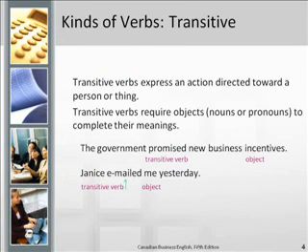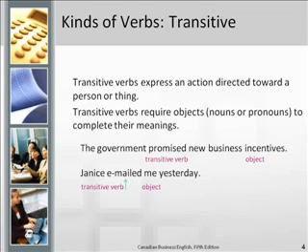The first type of verb that we'll be looking at are action verbs. Action verbs will be divided into 2 types of verbs: transitive action verbs and intransitive action verbs. Transitive verbs express an action directed toward a person or thing. Transitive verbs require objects, nouns or pronouns, to complete their meaning.